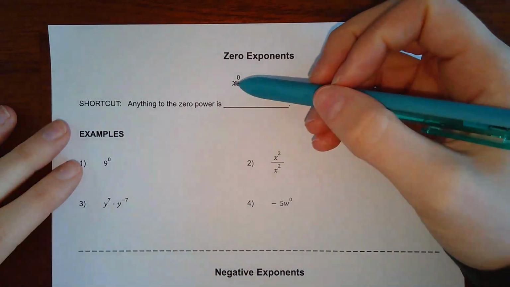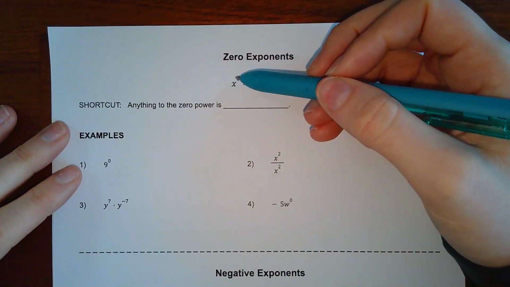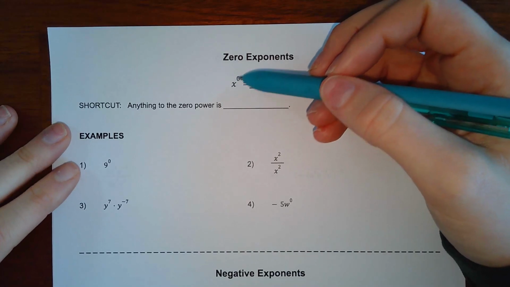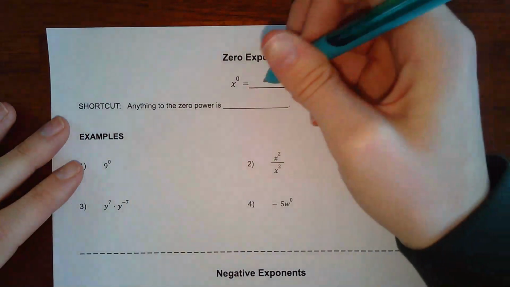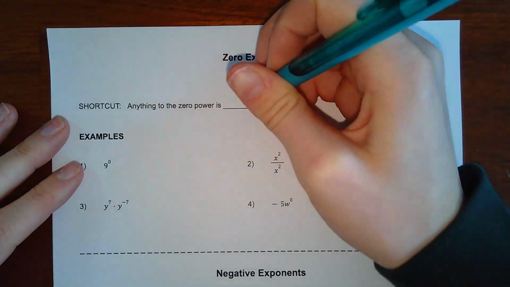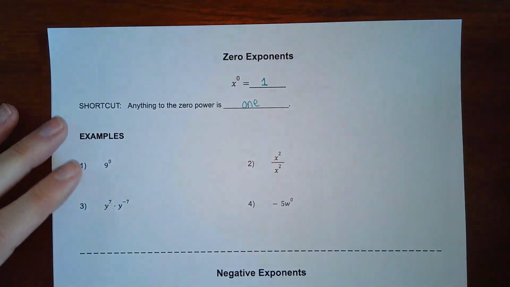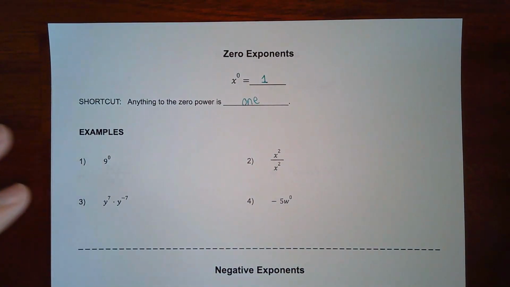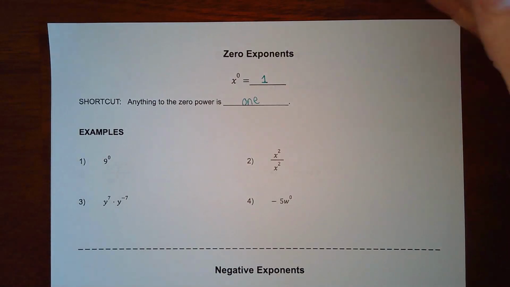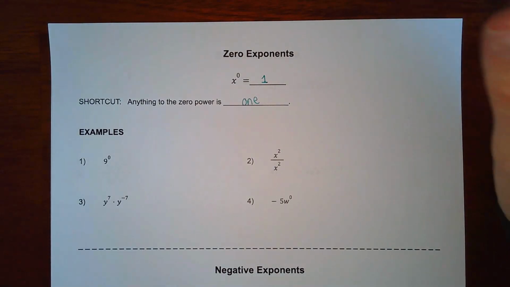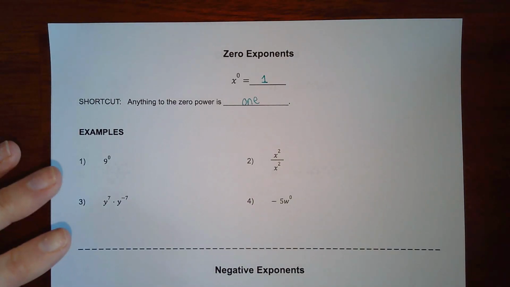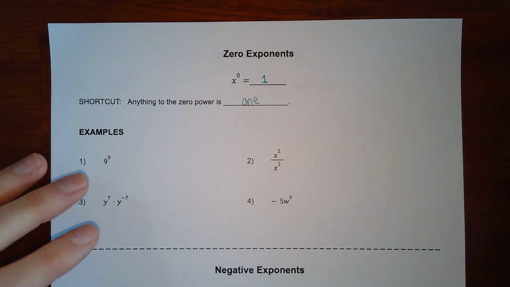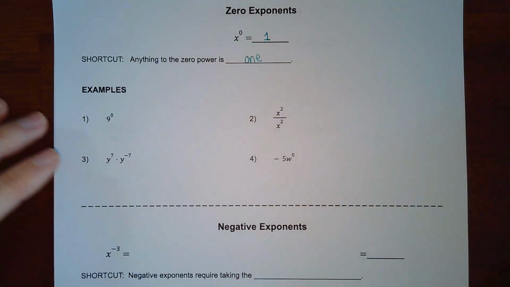Now, 0 exponents are a little bit tricky to understand, but basically anything to the 0 power is really just going to equal 1. Our shortcut is that anything to the 0 power is equal to 1. Now you might say something to the 0 power should equal 0, but in this case it actually cancels to 1. And we'll take a look at an example of why that's the case.